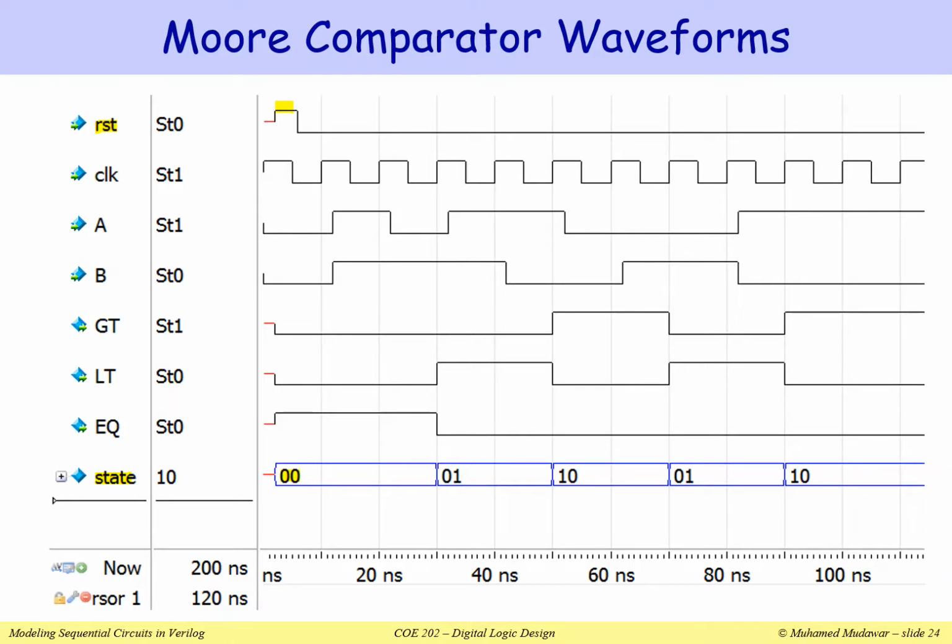Now, when the state is 0, 0, then it indicates equality. So the equal output is going to jump to 1. Notice that the greater than is equal to 0 and less than is also equal to 0.